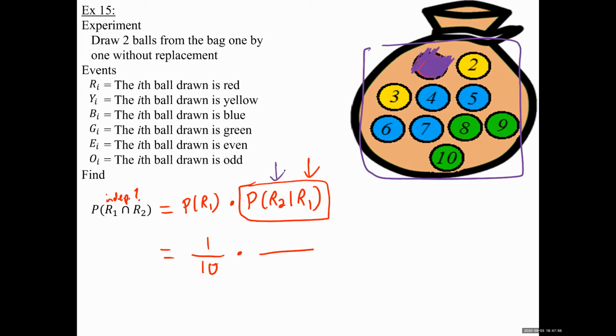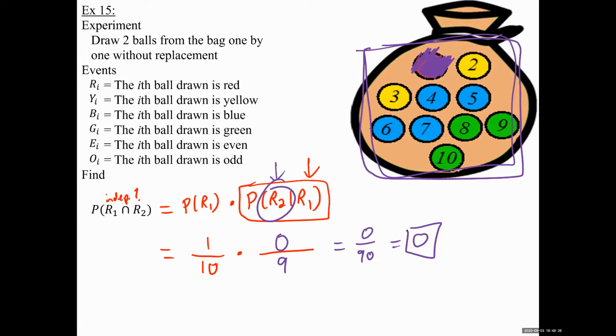Well, the number down here is going to be how many things are in the new bag. 9, right? And the top number is going to be how many are red in the new bag. 0. There's no reds left. And then you just multiply those. If you were to multiply straight across, you'd get 0 over 90. But 0 over 90 is 0. So that's the probability there. No chance. There's no chance for that to happen.